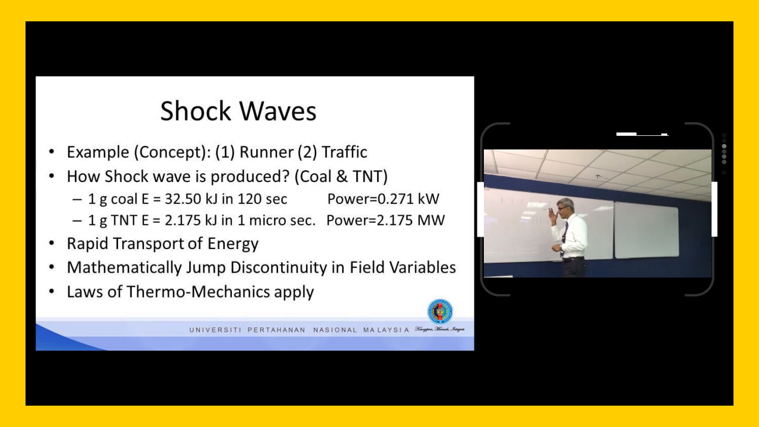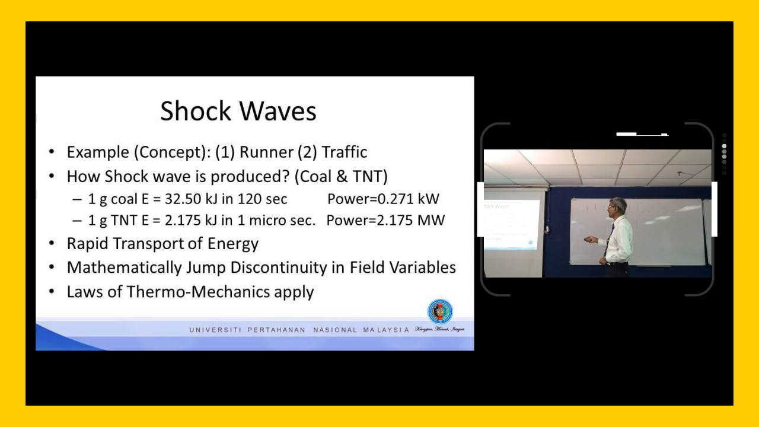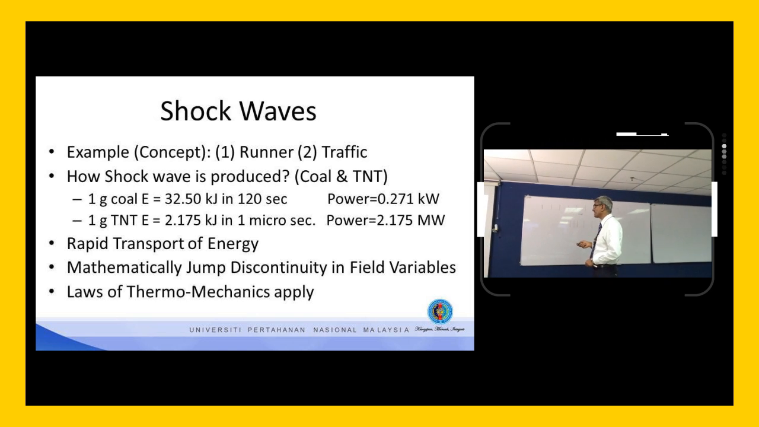Next we see, when we burn coal in air, this is the amount of energy released per gram, 32.5 kilojoule, but it takes quite some time, around 2 minutes, to release that energy. As compared to TNT, if we detonate 1 gram, it releases only 2.175 kilojoule. But the energy release here is in 1 microsecond. So if you compare the energy, about 16 times more energy had been released.